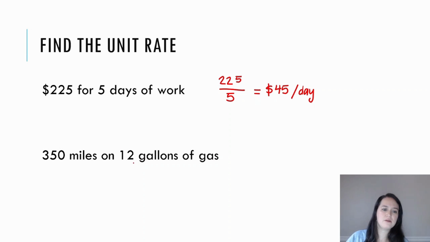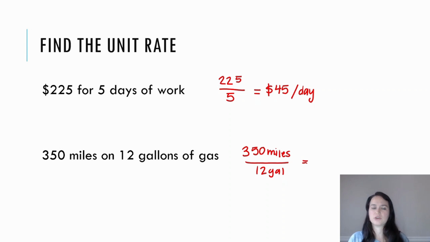Same thing for your miles per gallon here. If I have gone 350 miles, and you're welcome to put the units if you want, that way you remember what you're talking about. If I've gone 350 miles on 12 gallons of gas, maybe you're trying to figure out if a car has good gas mileage or not. It helps you get the most out of your money, see what I mean? You get 350 divided by 12, which is, rounding to the nearest hundredth, 29.17. And this would be your miles per gallon.